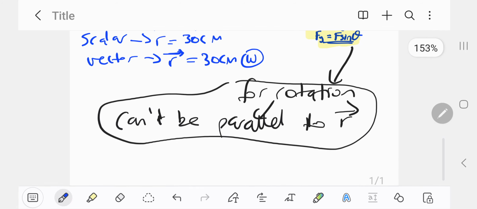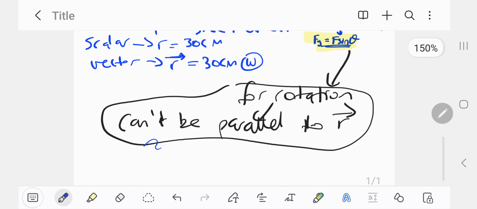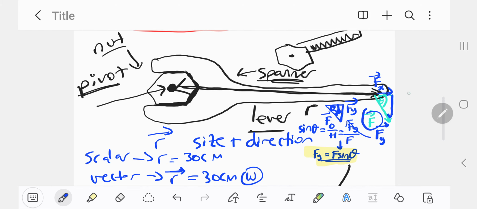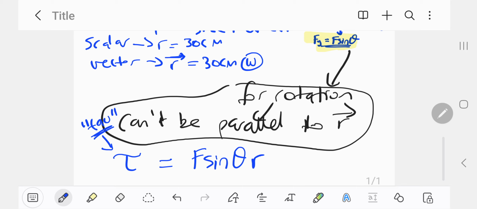And torque is given the symbol tau, lowercase tau. It's a Greek letter from the Greek alphabet. And that's equal to this force here, F sine theta, times r. Okay, r is the distance between the pivot and the very end of the spanner in this case, the thing that's causing rotation. So that's your formula for torque.